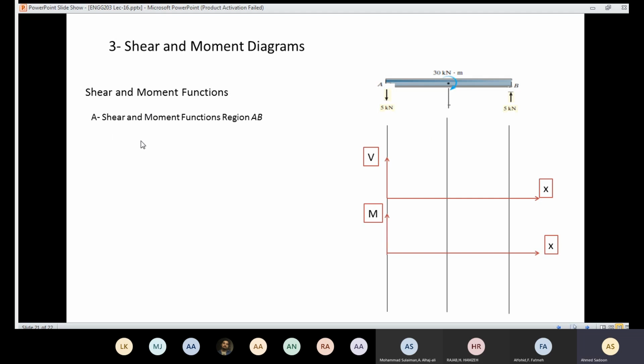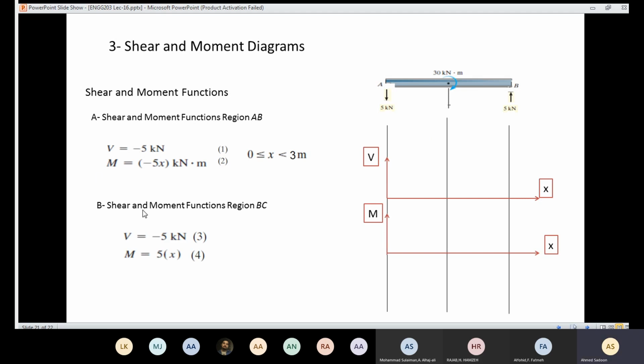I need to bring the equation for the region AB and for the region BC. So I have equation 1, 2, 3, and 4. This equation is going to be valid only in that region, while those equations are going to be valid only in this region. Okay, x is going to start from here, while x here is going to start from there.